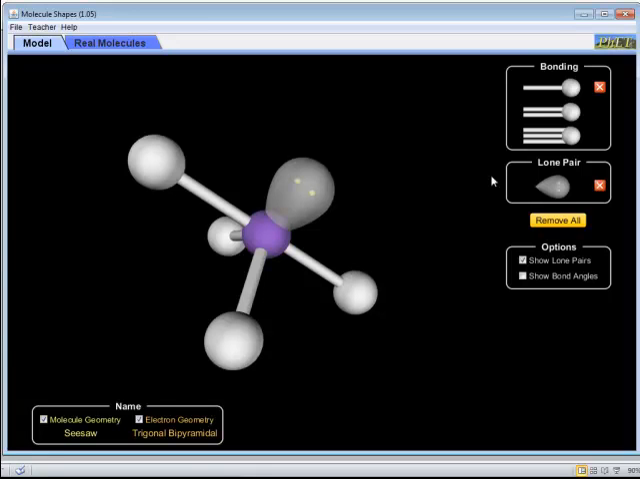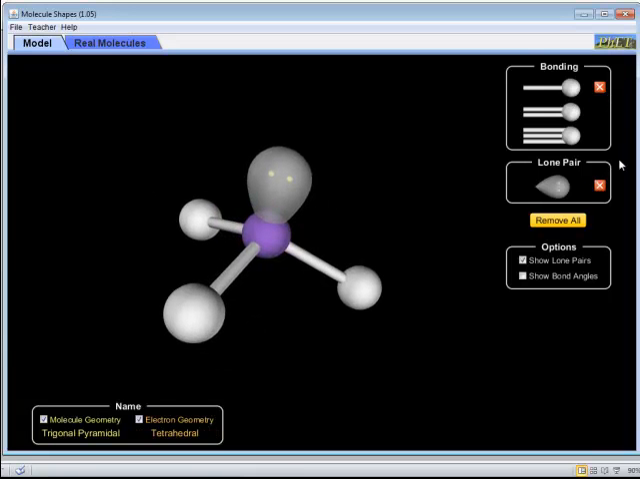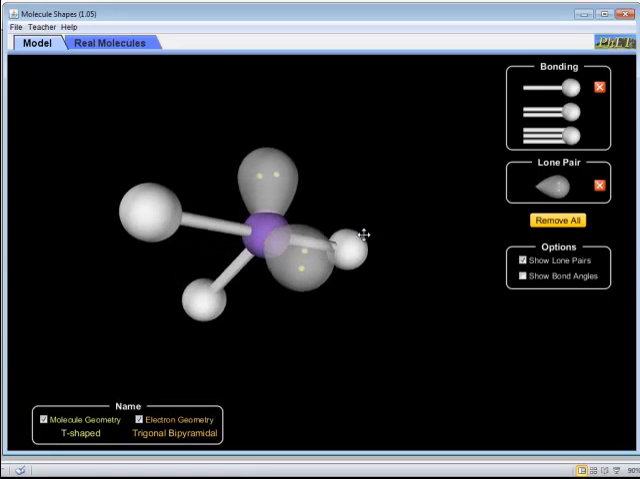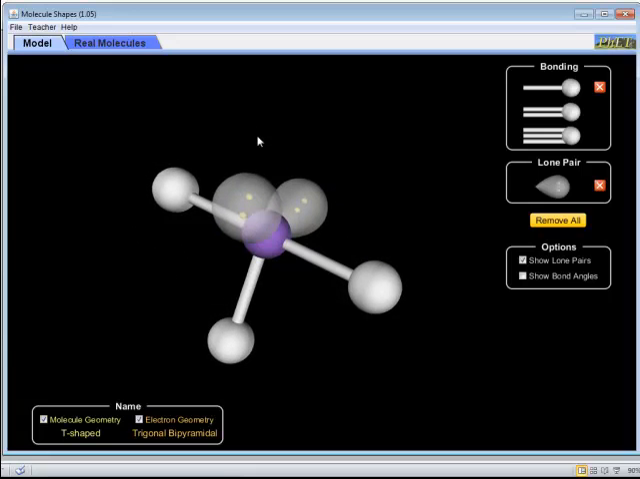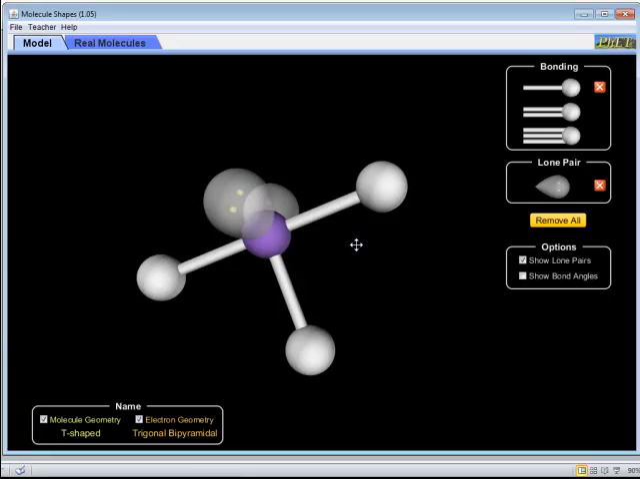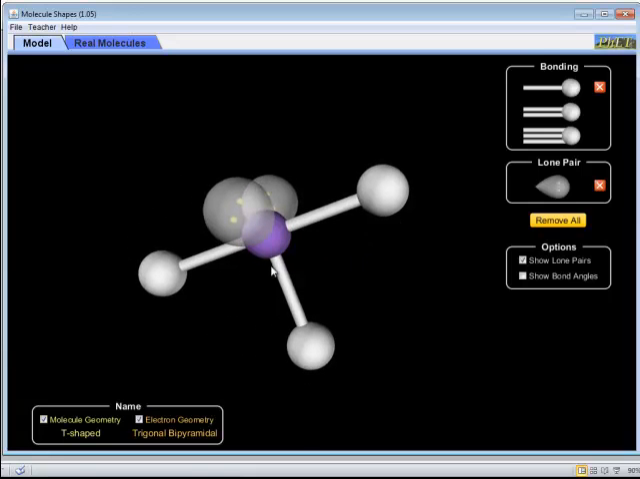So let's move on. If we take away another and add another lone pair, now you can see it's replacing the other one on this equilateral triangle, and the molecular geometry looks like a T shape. It looks like a T, and there's also some effect of this lone pair of electrons, so the angle is slightly less than 90 degrees.